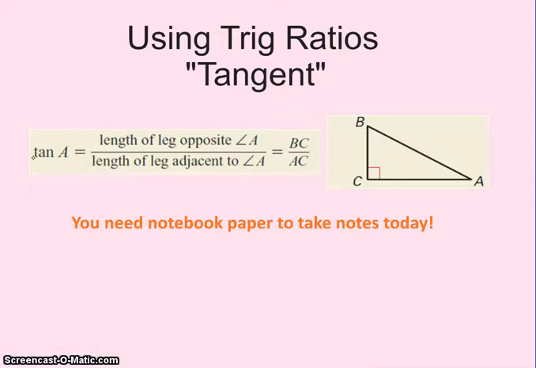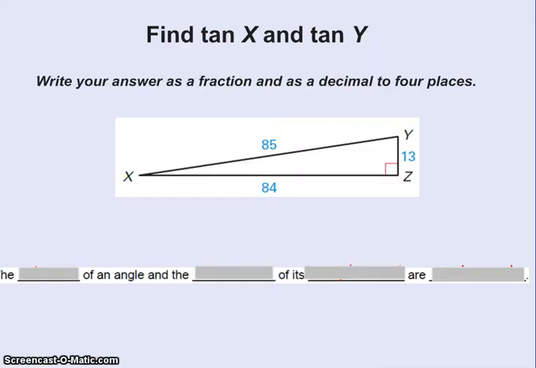Alright, so as a refresher, we'll be talking about tangent. Remember that tangent is opposite over adjacent. Alright, so looking at this problem here, I want to find the tangent of x and the tangent of y. So, first off, I'll start with x. Here's angle x. This is hypotenuse, opposite, and adjacent. So tangent is opposite over adjacent, so 13 over 84. If I put that in my calculator, it's not going to simplify anymore. It's in its simplest form.